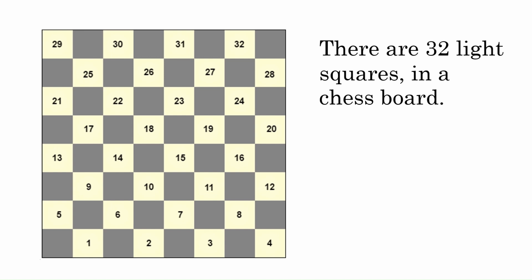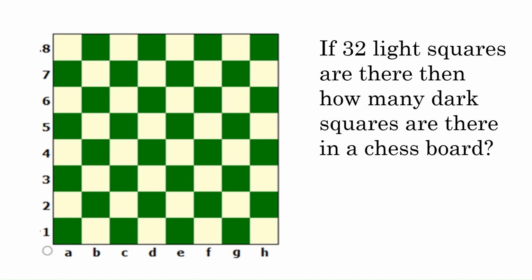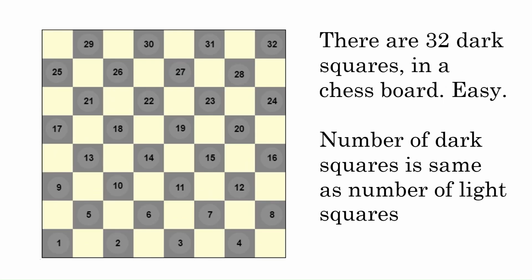There are 32 light squares in chessboard. Now, if there are 32 light squares, could you make a guess how many dark squares are there? Yes, there are 32 dark squares. Isn't it easy? So, the number of dark squares is same as the number of light squares. So 32 light squares plus 32 dark squares make it totally 64 squares in chessboard.